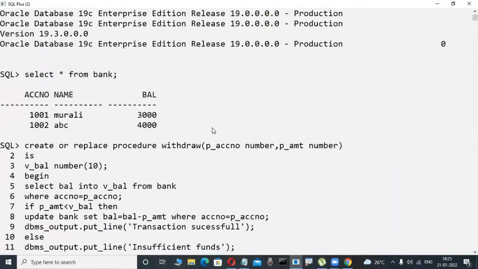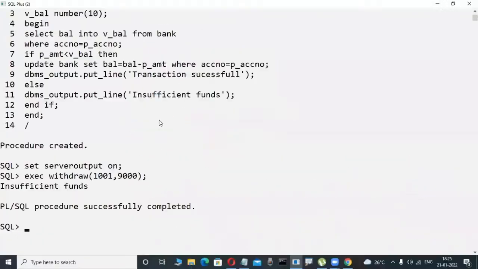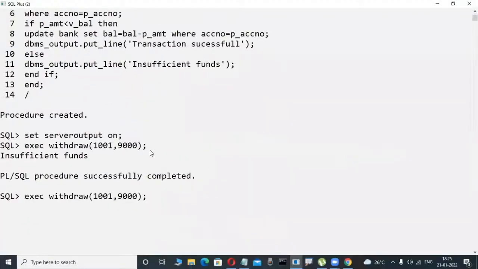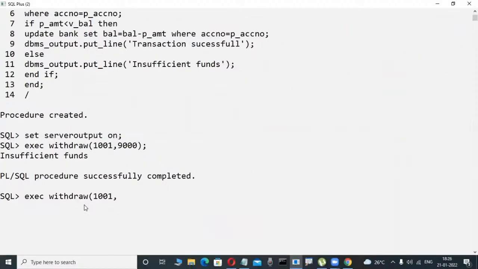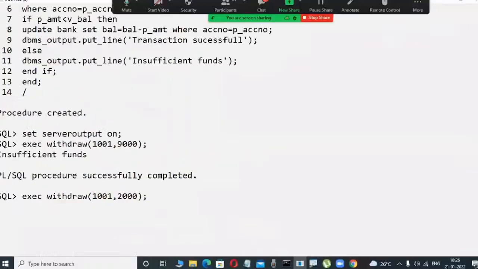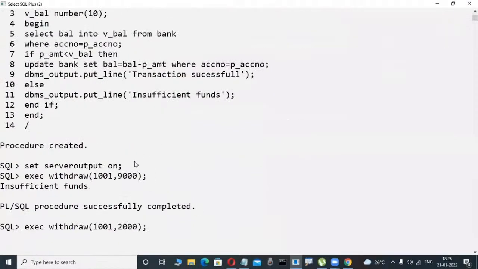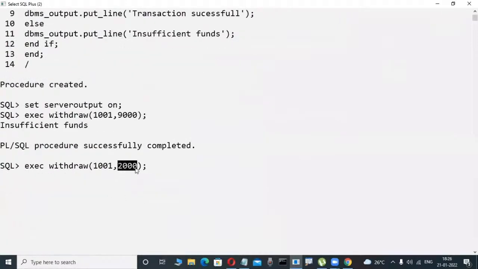For example, in this case, my balance is 3,000. Now I try to withdraw 2,000 rupees. Observe it here: 1001 is my account number. I try to execute the withdraw procedure again. Now I try to withdraw 2,000 rupees. Possible? Possible. Why? Because my balance is 3,000, and I try to withdraw only 2,000.